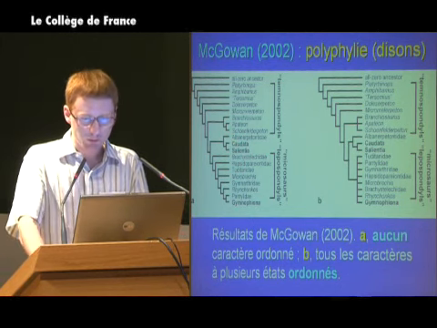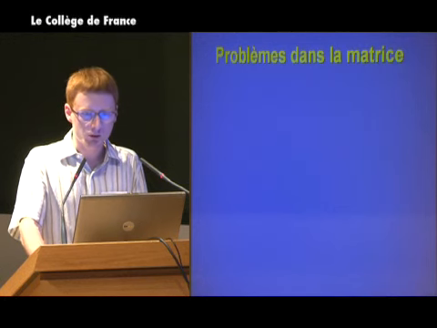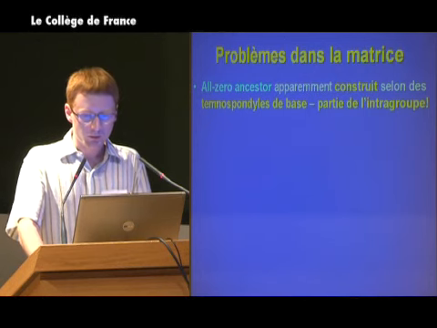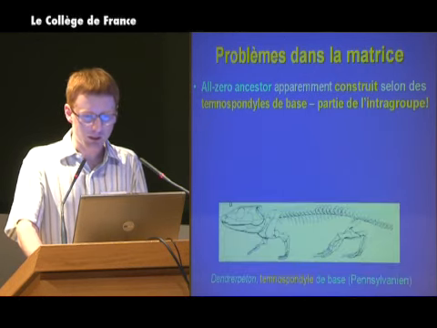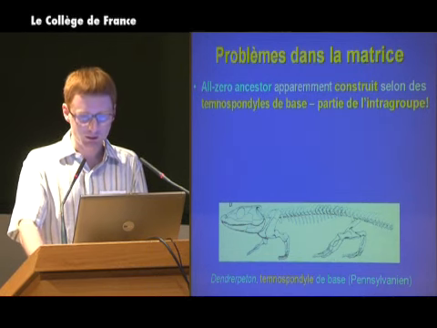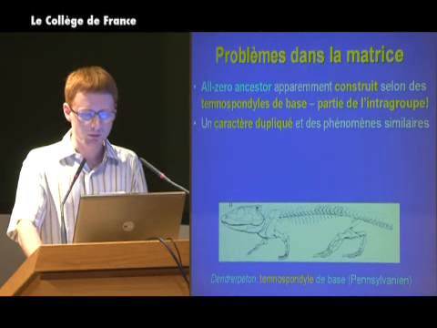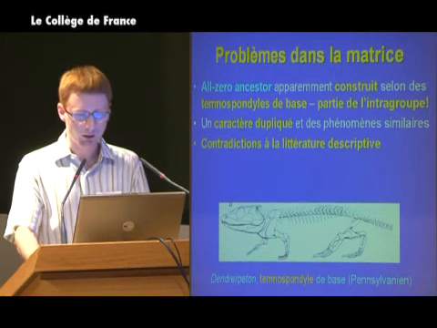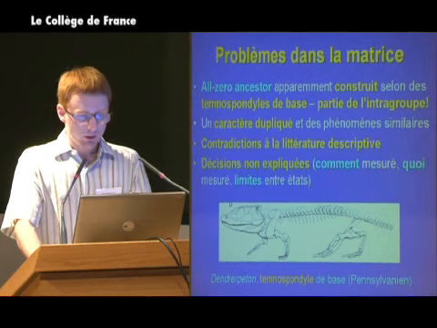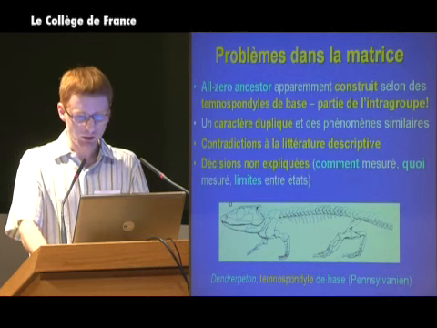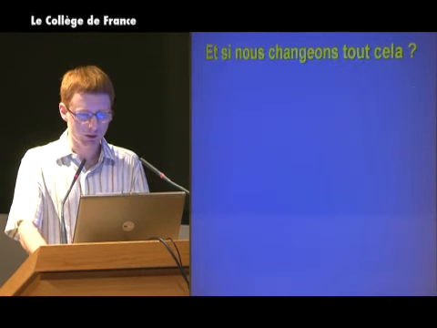This is unique, was before Carroll's paper, and is due to the matrix, which contains, for instance, an all-zero ancestor, which was constructed, modeled after basal temnospondyls like this one. So the outgroup of this analysis actually forms part of the in-group. There are things like a duplicated character in the matrix, plenty of contradictions of single cells to the descriptive literature, many decisions that were not explained, especially the limits between states of continuous characters.